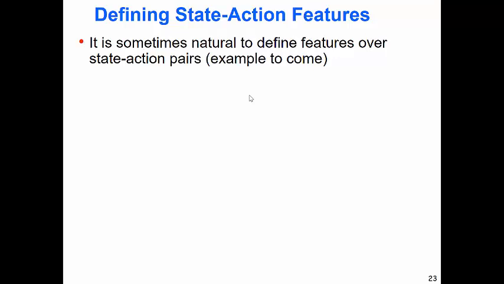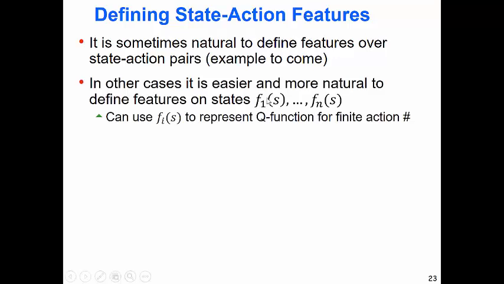I said we'd come back and talk about features a bit more, because we have to have these state-action features. Sometimes, and I'll show you an example in a moment, it's natural to define state-action features. In other cases, it's not so natural, but it's easy to define features on the state. In a game of chess, it's easy to define features on the state, maybe not so easy to define features that are a function of the state and action. Maybe you could think about that. But there will be situations where it just doesn't feel natural.